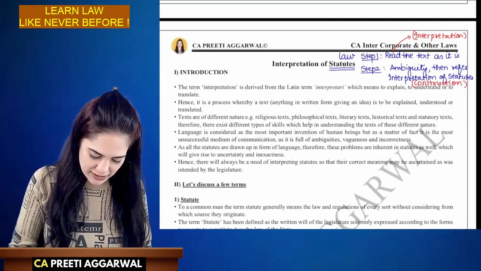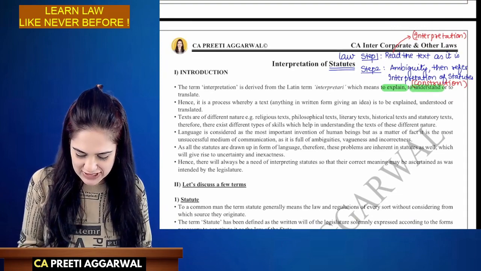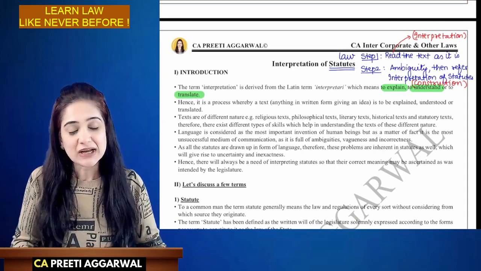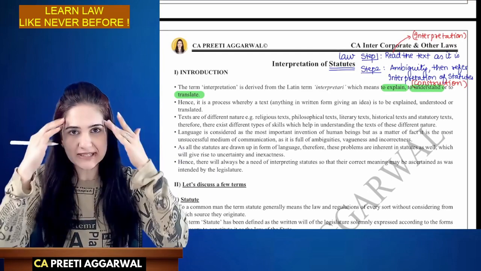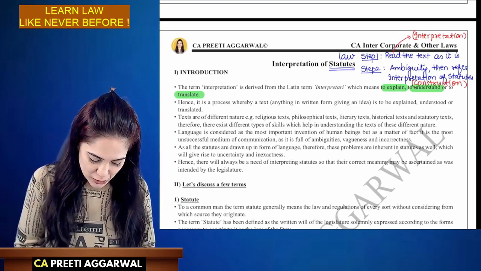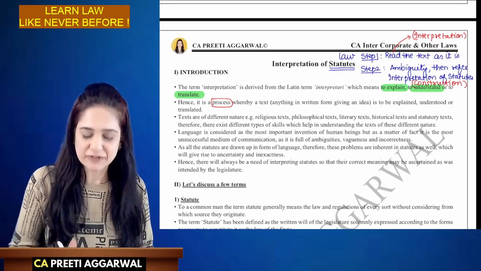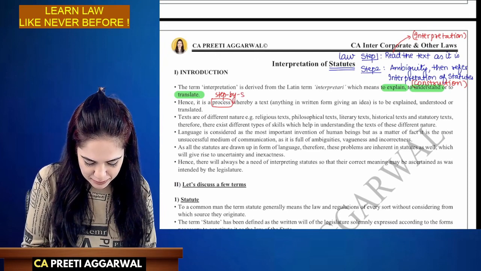The word interpretation is actually derived from the Latin phrase which means to explain, to understand, and to translate. So whenever a text is placed in front of you, the text is trying to explain something, you understand it, you translate it, you process it, then you apply it to your situation. So it's not just a one-time thing and it's just some one paragraph given to you. It is a step-by-step procedure.